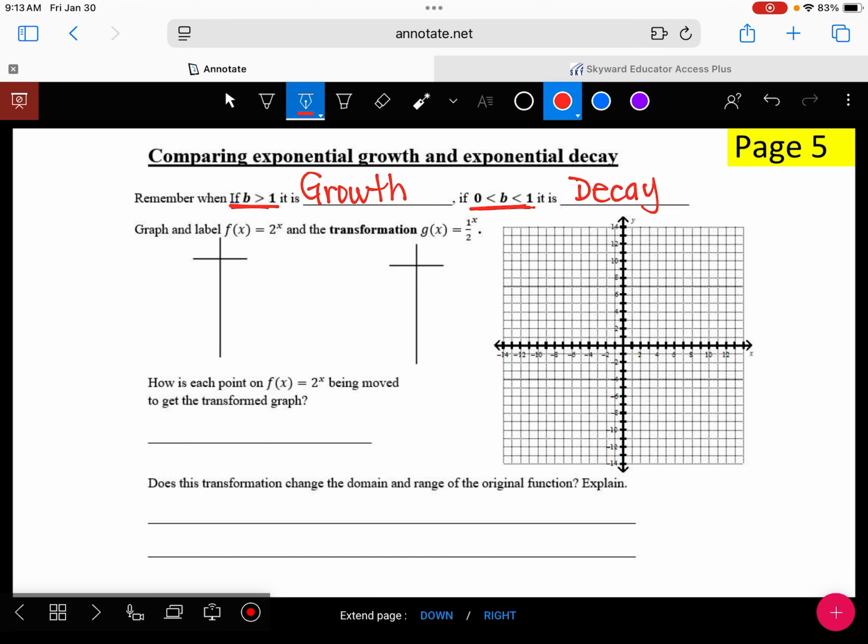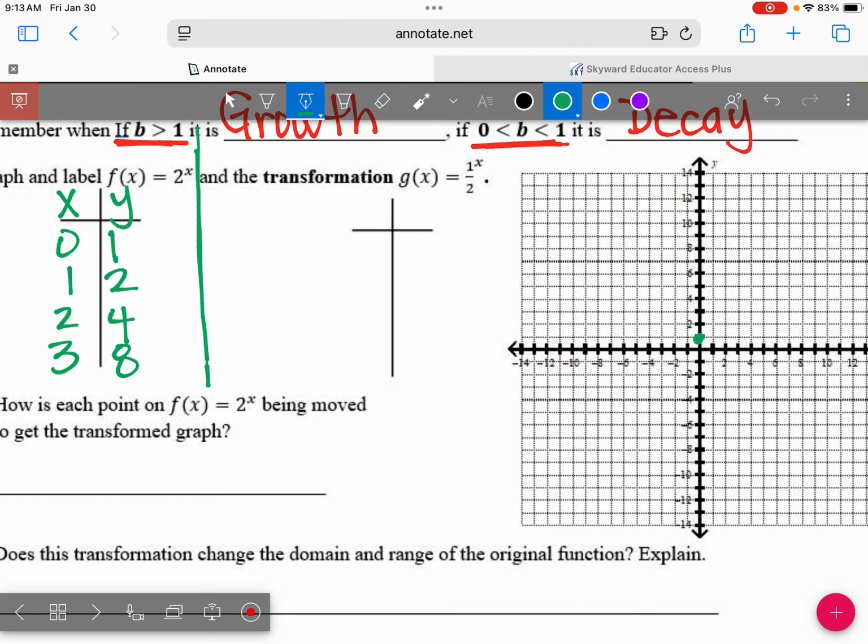So let's start off with y equals 2 to the power of x. All right, this is growth, because 2 is greater than 1. I'm going to graph this one on this side. We're going to use the numbers 0, 1, 2, and 3, and these are my y values. Go ahead and graph those numbers. That would be my first graph.